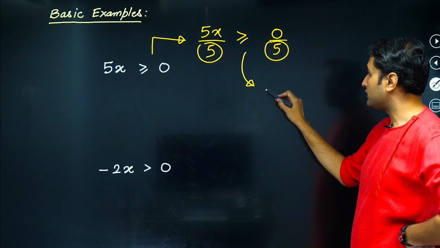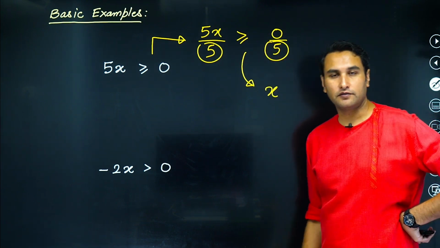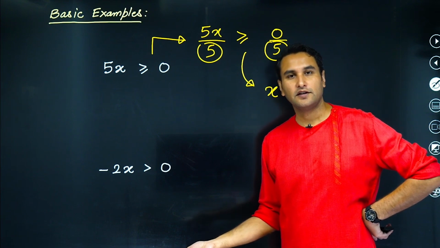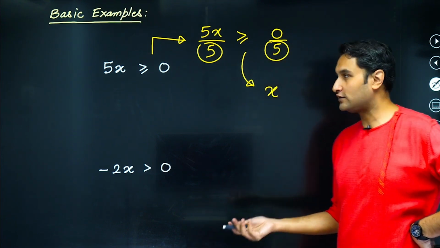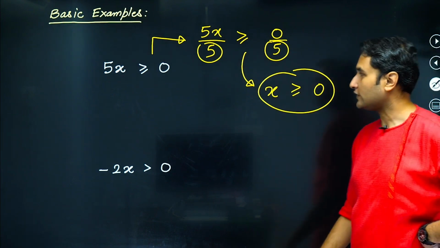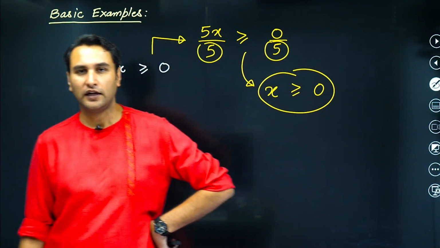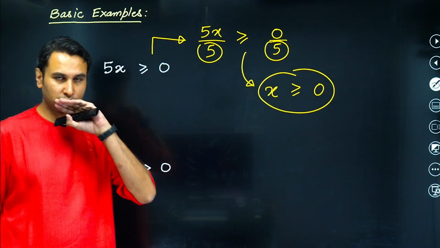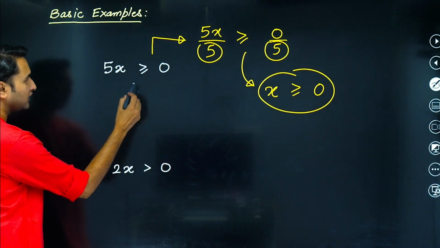So what will it become? 5x upon 5 is x. 0 divided by 5 is 0. Anything you divide 0 with makes it 0 again, right? So this is 0. That's it. x greater than 0. And it's not difficult to understand also. You can understand it like this as well.